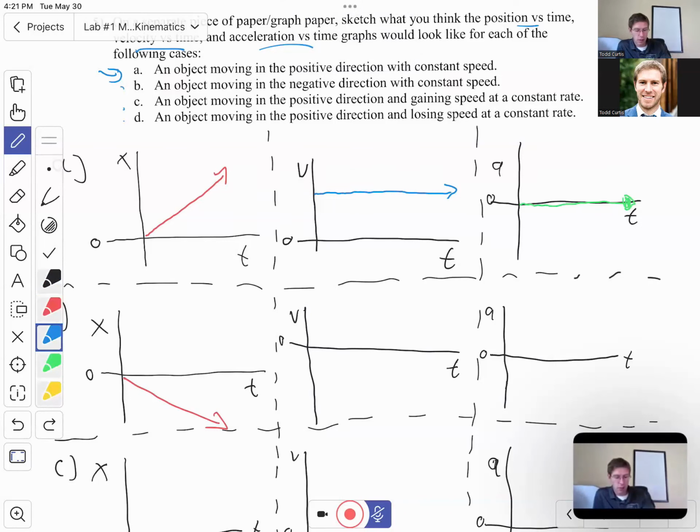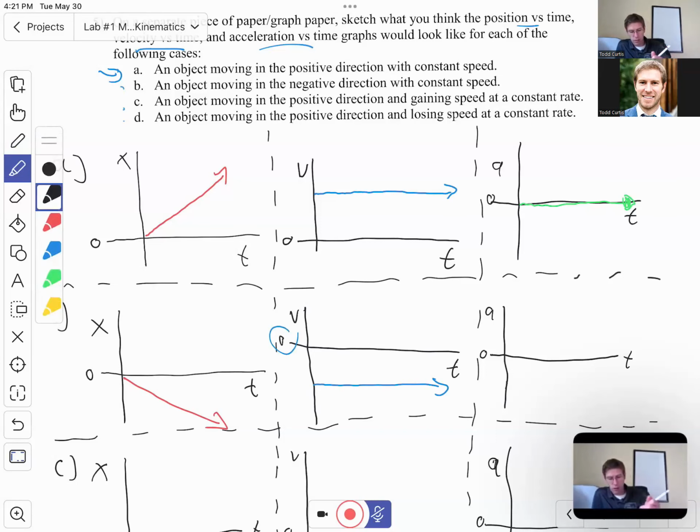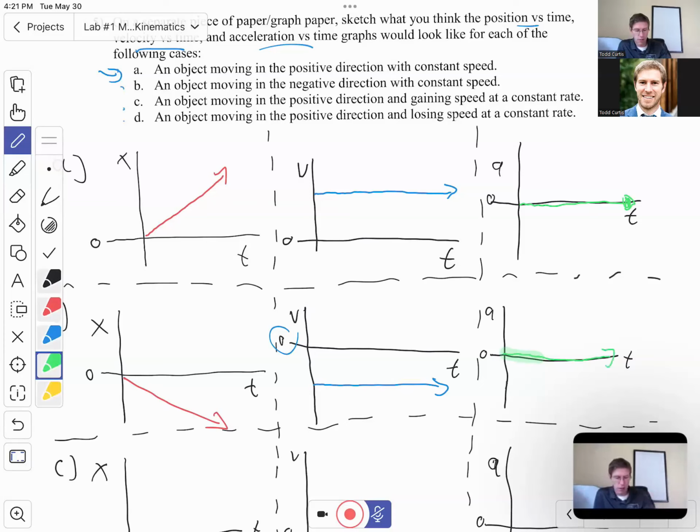So similarly, our velocity is constant, but since it's a negative slope or negative direction, we have a constant but negative velocity. So notice I'm below 0 there, and we still have no acceleration because, oh boy, howdy, I accidentally switched markers. We have no acceleration since there's no change in velocity still. So there's the first two.